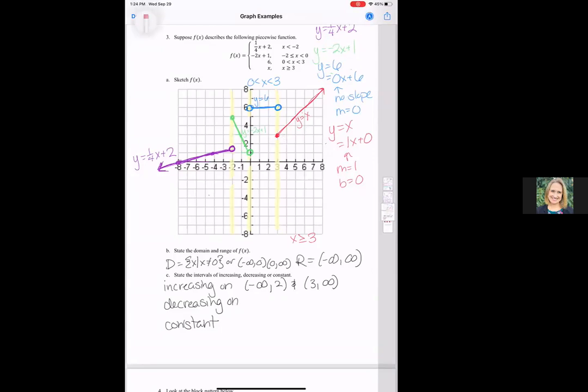And then constant is just the 0 to 3, our blue line, just the one horizontal line. Oh, sorry, I read the bottom one. It is 0 to 3, and our decreasing then is the green line, the only one with the negative slope. So that's from -2 to 0.